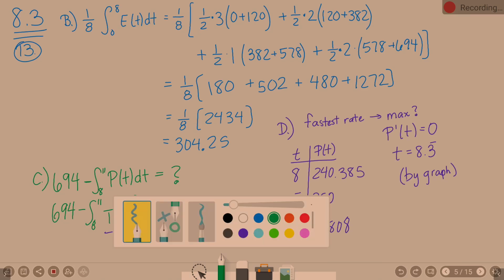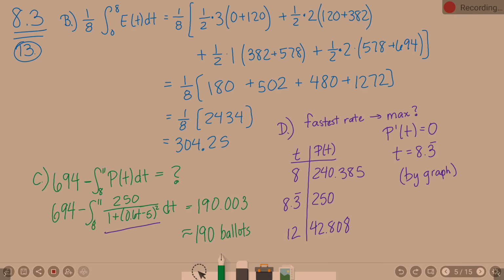Okay, guys. The question was, at what time were the ballots being counted at the fastest rate? When t is 8.3 repeating? Now, so, you could write out at t equals 8.333, ballots were counted the fastest. About what time is that? In terms of hours and minutes. 8 hours and 15 minutes. Mm-hmm.